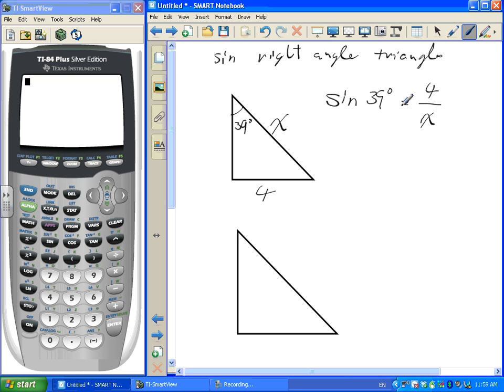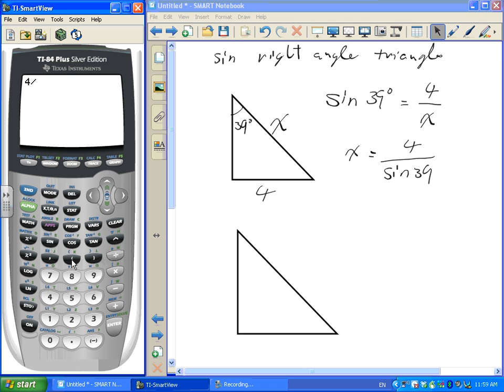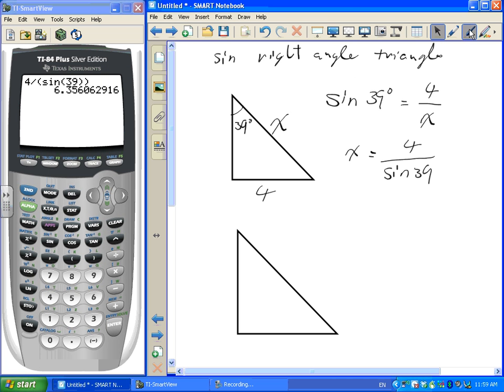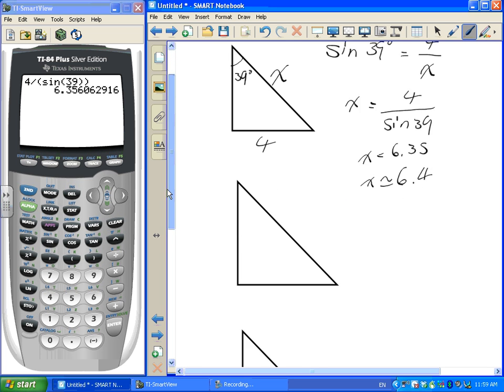Okay? Same idea as we've done before. We flip the x into 39. So x equals 4 divided by sine 39. And we do that in one step. 4 divided by bracket sine 39 bracket equals 6.3. So our hypotenuse of our triangle is 6.35, which is approximately 6.4. We found that earlier when we used Pythagorean theorem.